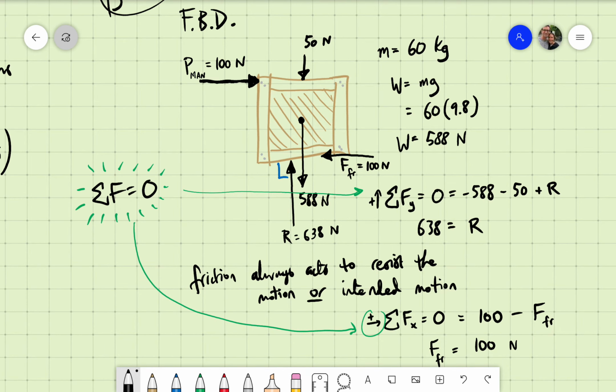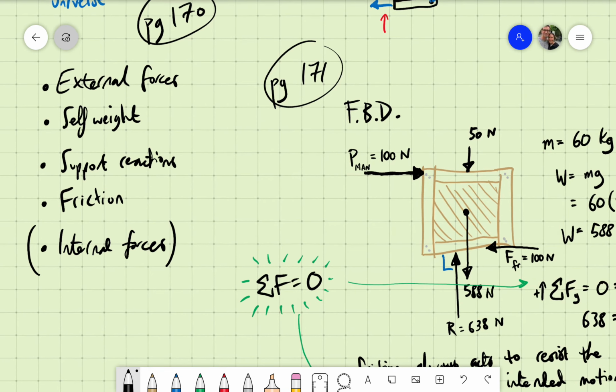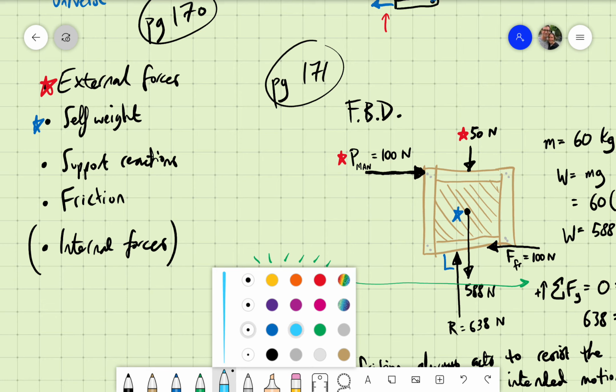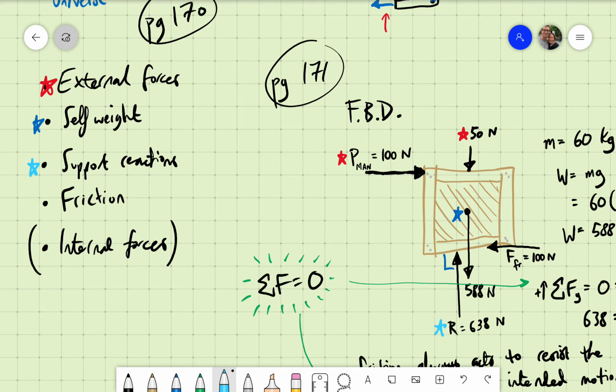Okay, it has the external forces. External forces were the 100 newtons from the man and the 50 newtons from the lid. The self-weight was the 588 newtons going down. I need some more colors. The support reaction was this one right here, pushing back up, had to resist both the weight and the lid. And then friction, as I've said, I like to give it its own little category, although it is an external force. There it is.